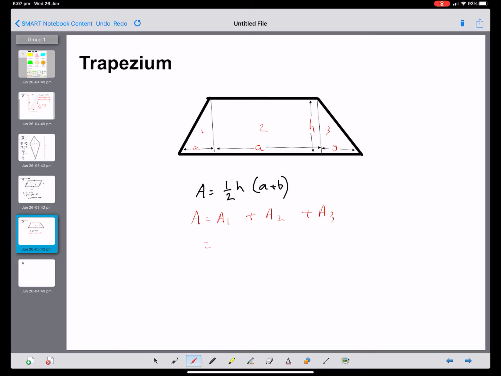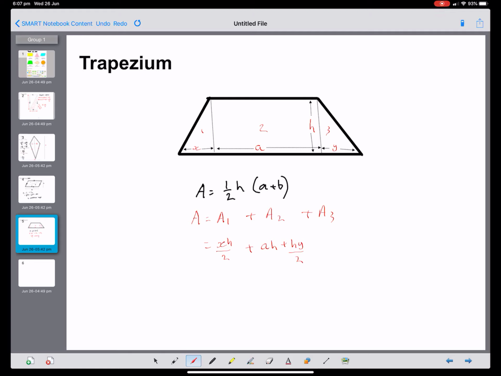So area 1 is just going to be the formula for the area of a triangle, which is just the base multiplied by height divided by 2. So the formula of area 2 is going to be AH. And the formula of area 3 is going to be HY divided by 2.